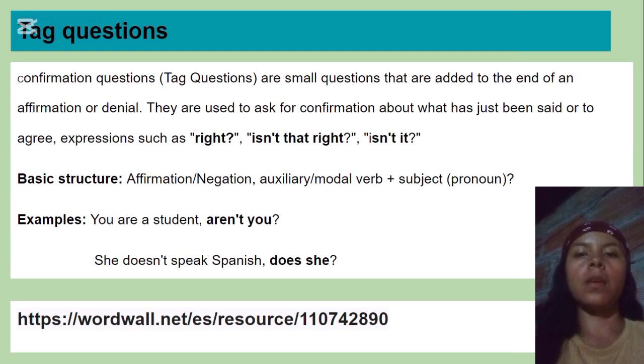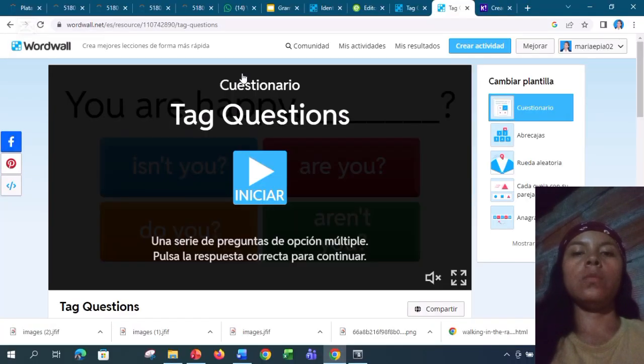"She doesn't speak Spanish, does she?" The main sentence is negative, doesn't speak, so the tag is positive, does she. We use the same auxiliary does and the same subject pronoun she. Let's go to the activity in the word wall.